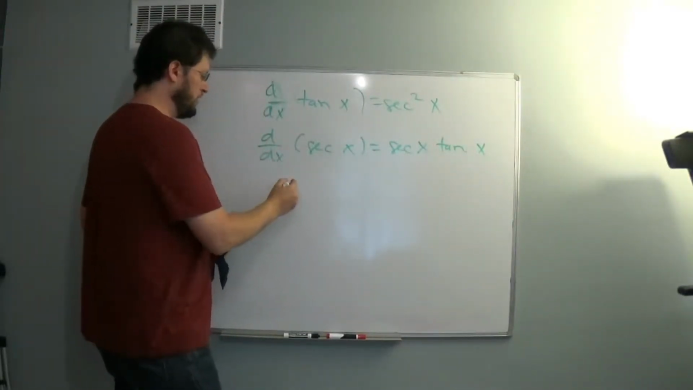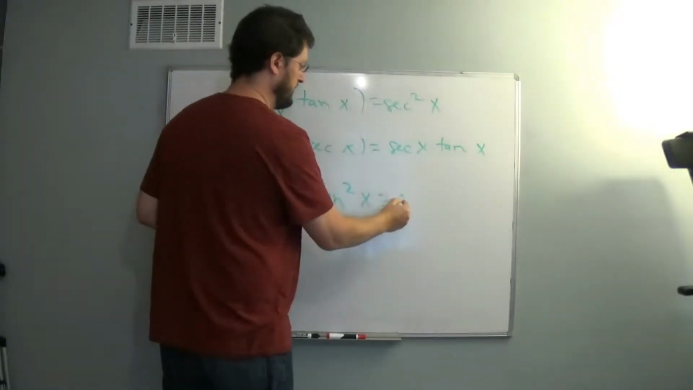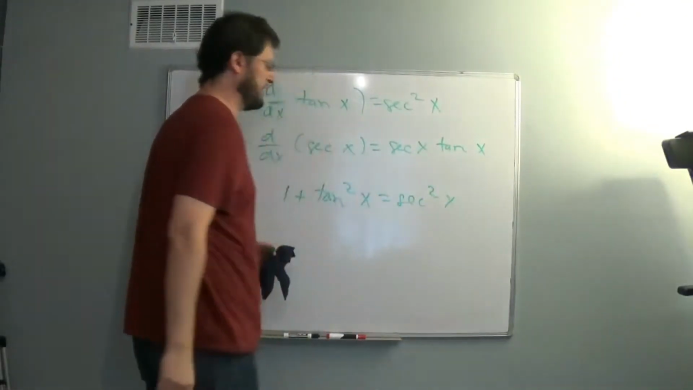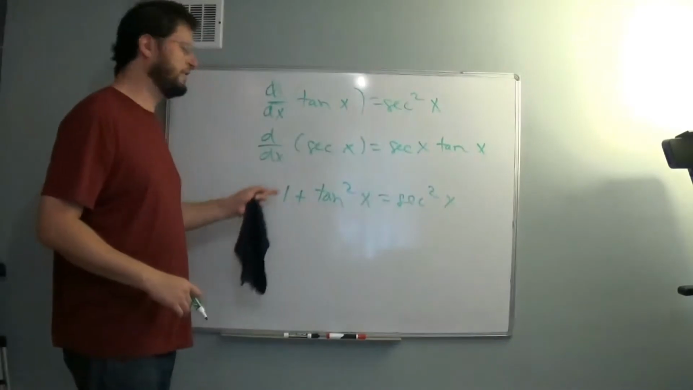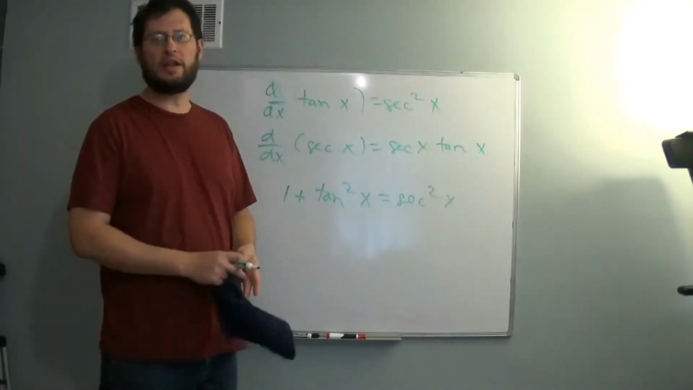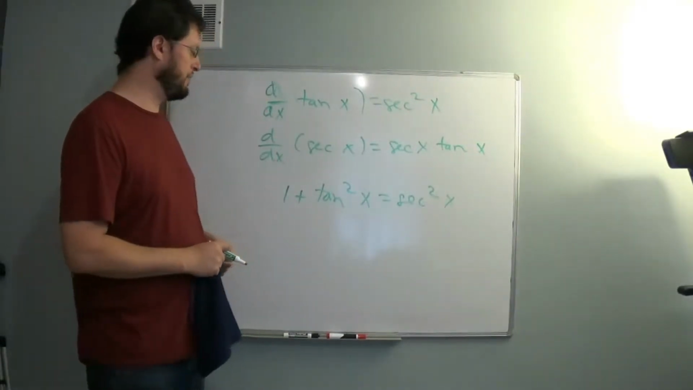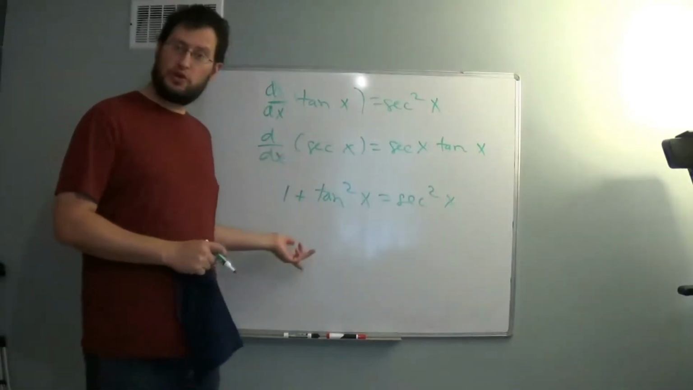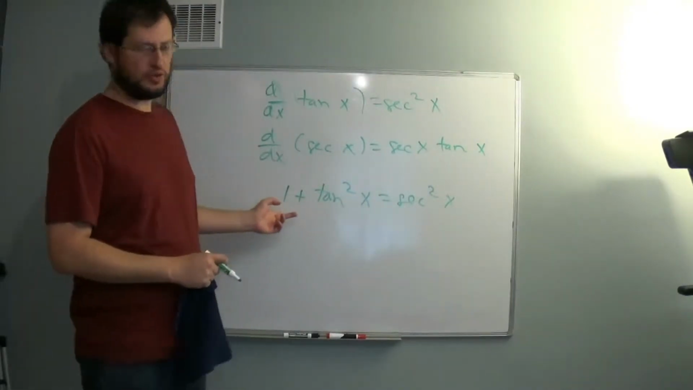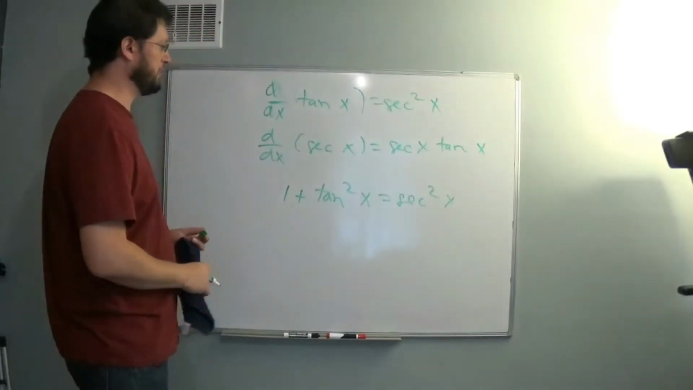We also need to remember that if we start with 1 plus tan squared, we end up getting secant squared. This is essentially a reworking of sine squared plus cosine squared equals 1. If we take that and divide by cosine squared, we get sine squared over cosine squared, which is tangent squared, cosine squared over cosine squared, which is 1, and 1 over cosine squared, which is secant squared.